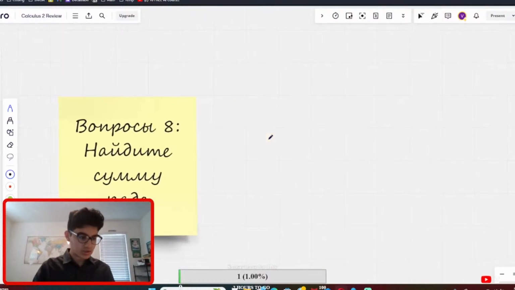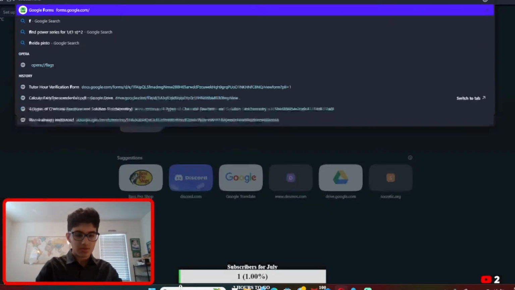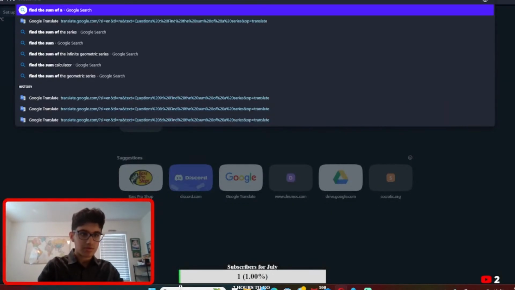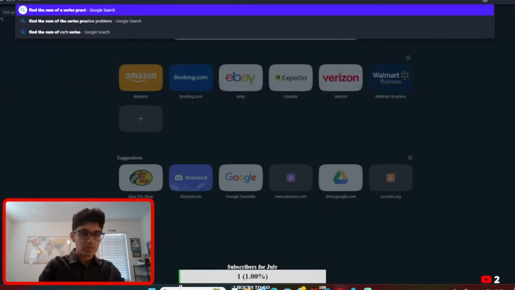I think a series is the whole thing, right? So maybe is this a series? n equals 1 to 10 of n squared, or n squared plus n. I think it's this sort of stuff. I think that's kind of what the question is, right? Find the sum of a series. Find the sum of a series practice.